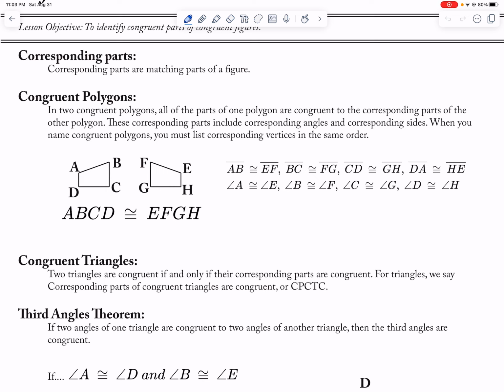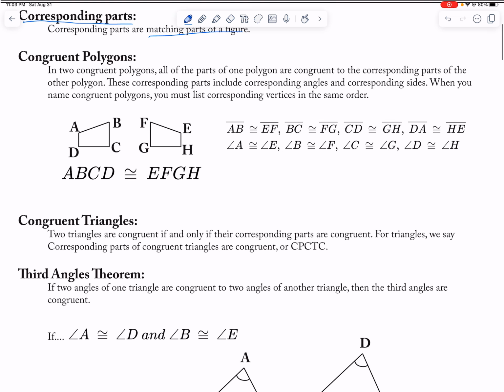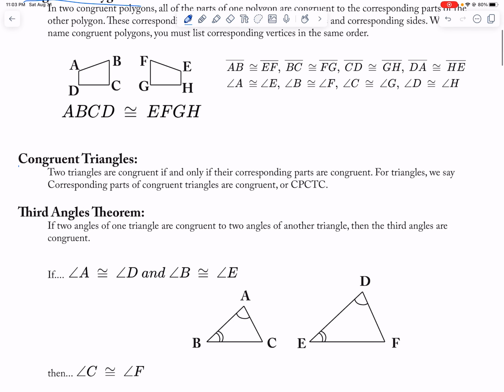So you have some theorems. Corresponding parts are matching parts of a figure. Here's some congruent polygons. We're mainly concerned about congruent triangles. So two triangles are congruent if and only if their corresponding parts are congruent. So we call that CPCTC. What CPCTC stands for is corresponding parts of congruent triangles are congruent.